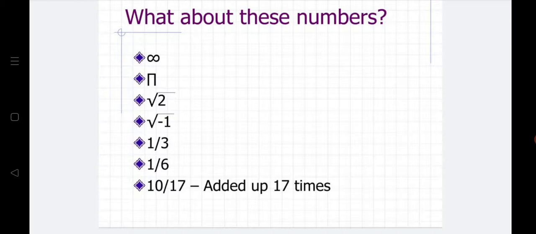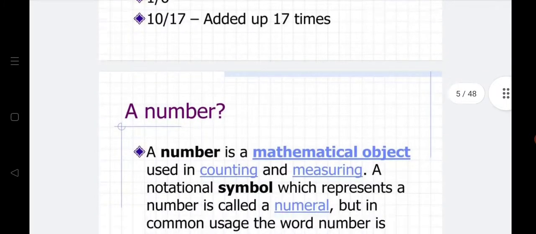Okay, so there should be a certain representation for that. If you see here, square root of 2. How can you say that to the system? This is square root of 2. Square root of minus 1. It is 1 by 3. It is 1 by 6. Or this is 10 by 17, add up to 17 times, or something like that. So how are you going to do this? Okay, that we need to see.